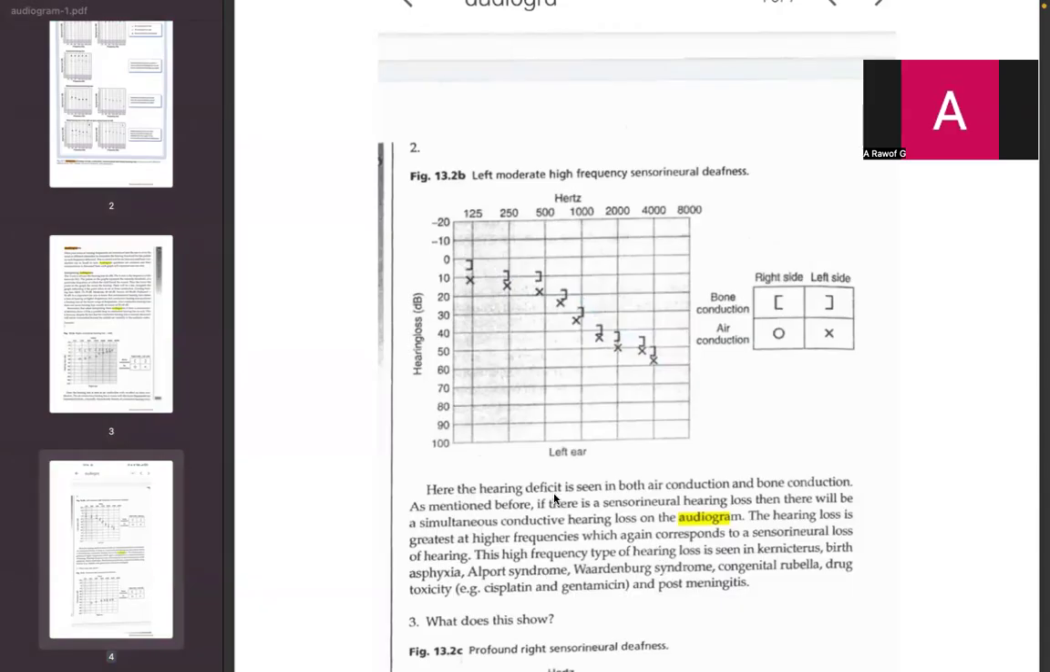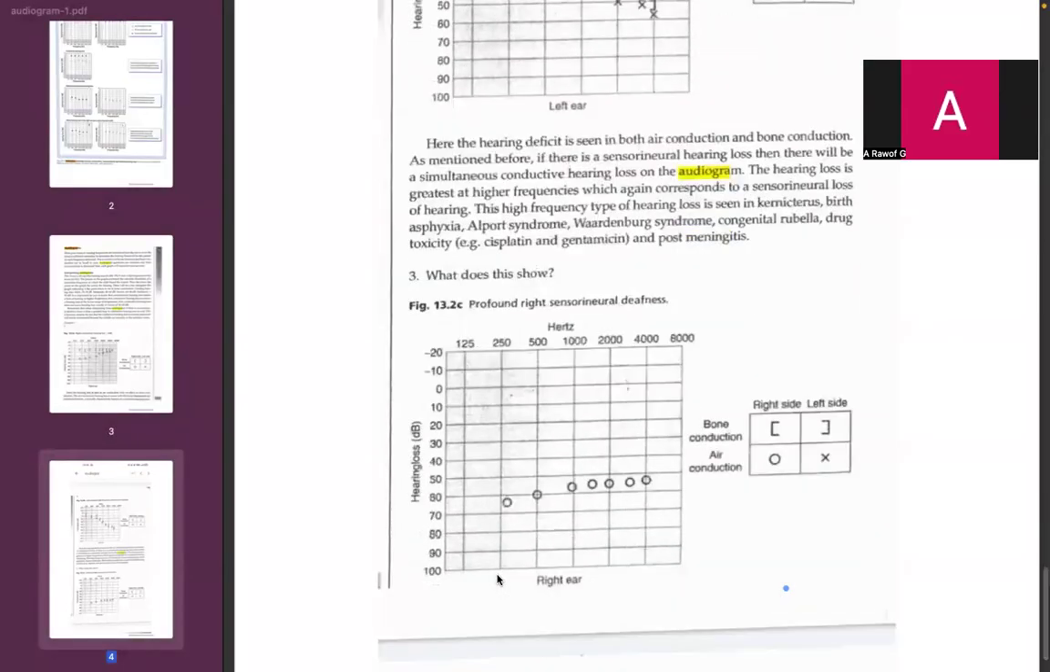Here the hearing deficit is seen both in air and bone conduction, as mentioned before. If there is sensory neural hearing loss, then there will be a simultaneous bone conduction hearing loss on the audiogram. The hearing loss is greatest at the higher frequencies, which again corresponds to sensory neural hearing loss. This high frequency type of hearing loss is seen in kernicterus, birth asphyxia, Alport syndrome, Waardenburg syndrome, congenital rubella, drug toxicity, and meningitis and post-meningitis.